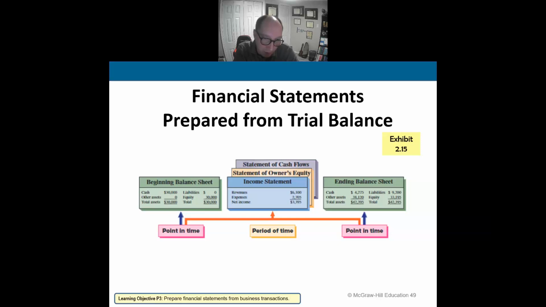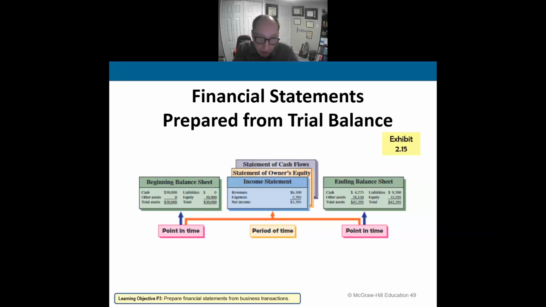On the income statement, we have revenues and expenses. Revenues minus expenses equals net income. On your balance sheet, we have your assets, liabilities, and equity. Assets will always be on the left of the balance sheet, and on the right side of the balance sheet, you'll have your liabilities and equity. Assets equals liabilities plus equity.